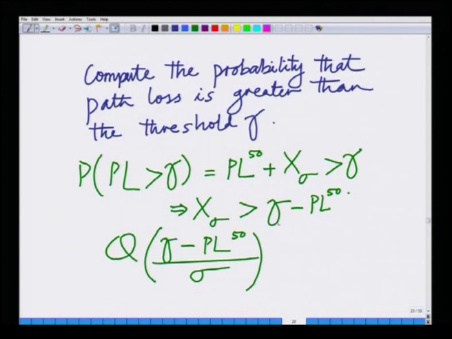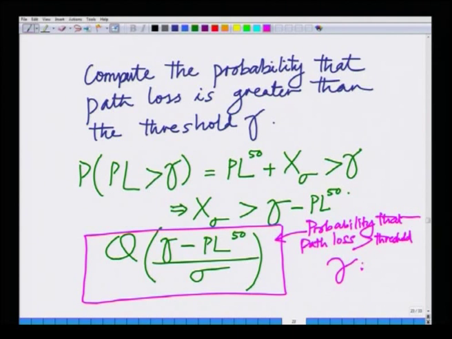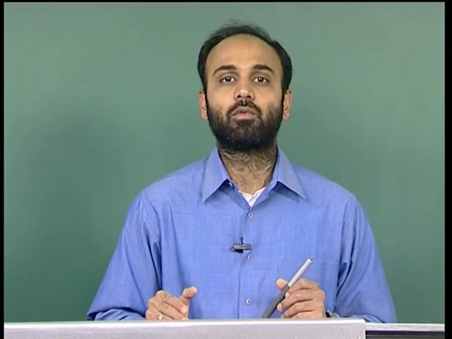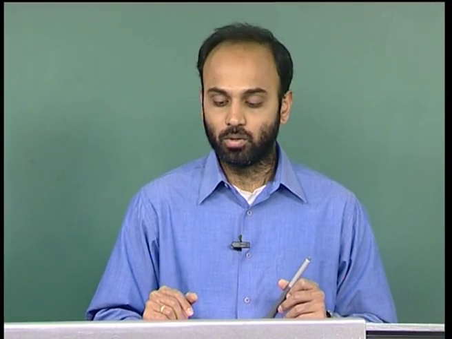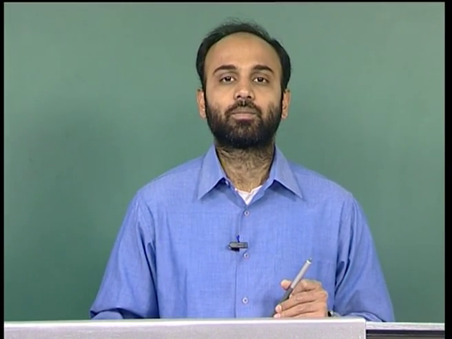This is the net probability that the path loss is greater than the threshold gamma. Alright, so this is the probability that the path loss is greater than the threshold gamma, because the path loss is a random variable due to the random clutter environment. So, we will stop this lecture at this point and we will continue from here in the next lecture. Thank you.